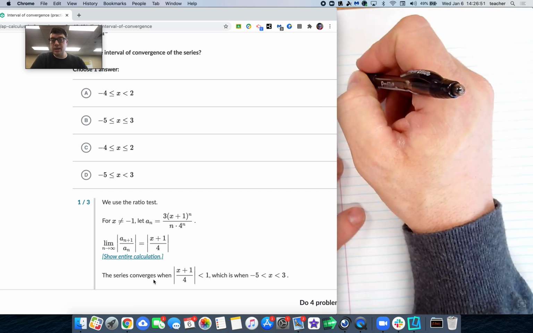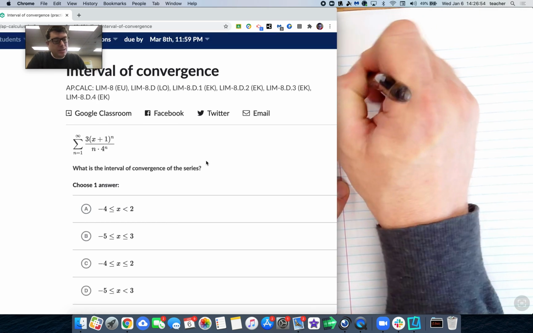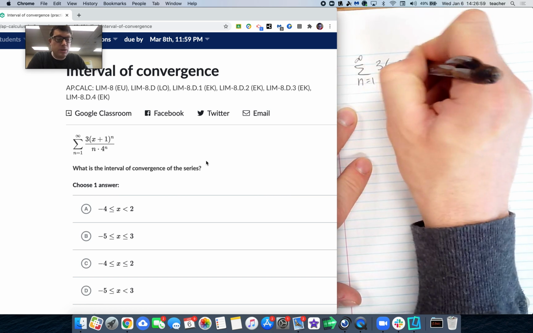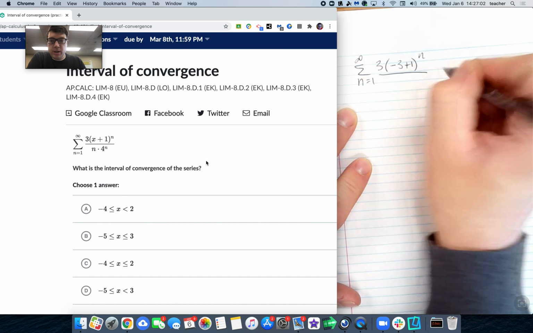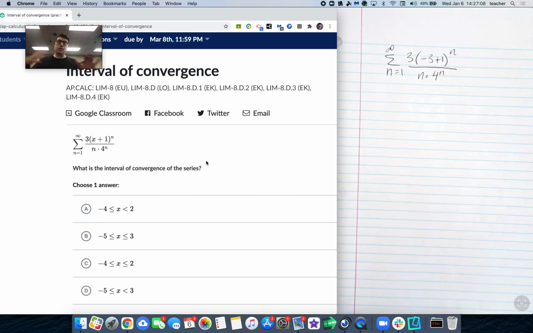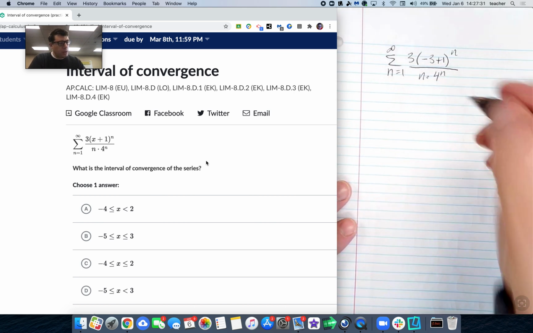So rewriting the limit, not the limit, rewriting the series itself, the sum from n equals 1 to infinity of 3 times (negative 3 plus 1) to the n power divided by n times 4 to the n. You see what I did there, right? I took the x and I substituted negative 3 for x. The reason for doing that is because we're testing to see if x actually makes the series converge or not. All of the numbers between negative 5 and negative 3, including negative 5, make the series converge. What we want to know is, does negative 3 make the series converge? So we're going to push this forward far enough to see what we get.